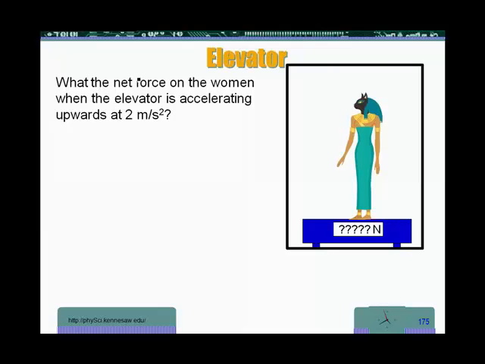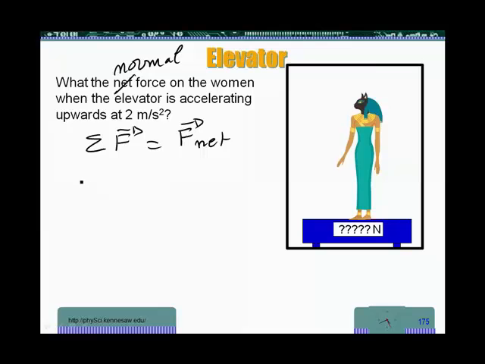Okay, actually, what is the normal force on the woman when the elevator is accelerating upward at 2 meters per second squared? To find the normal force, we try to write down our Newton's second law of motion. What does it say? The sum of all forces is equal to the net force.